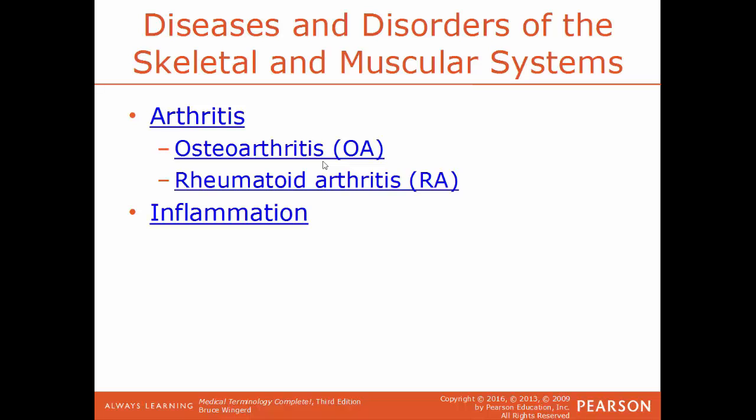The second one, listed RA, rheumatoid arthritis, is an autoimmune condition. This is where your own immune system will attack the lining of your joints. And those attacks lead to the inflammation and the disfiguring of the joints, especially in the hands. And the last one here, inflammation. This is where you have a particular part of the body becoming swollen or hot or red or painful. This is caused by an injury or an infection.